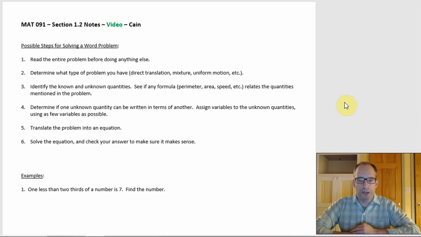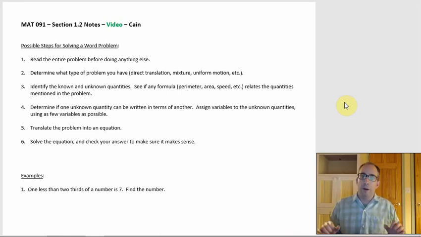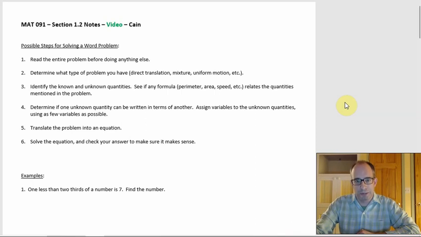Section 1.2 is about word problems. And the math parts of the word problems won't be too bad because it'll be stuff that we've already done. Most of the work is really in the setup, just getting to the point where you have an equation to solve. When you get to that point, it turns into things that we've already had. But getting to that point, I think that's the challenging part.